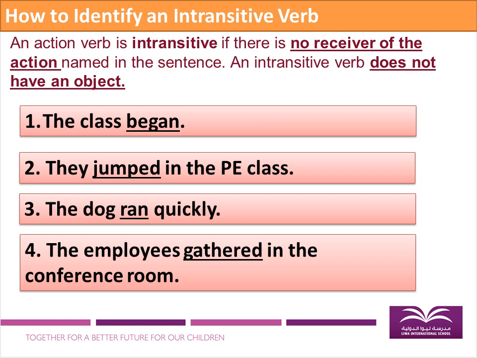So this began is an example of an intransitive verb because it can stand alone, meaning to say the thought of the sentence is already clear. Number 2. They jumped in the PE class. Here, what is our verb? Jumped. And this jump is an example of an intransitive verb. Why? Because there is no receiver of the action.